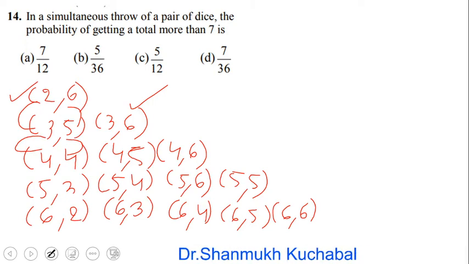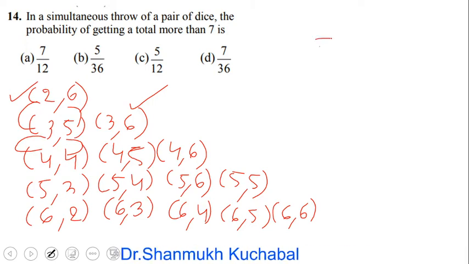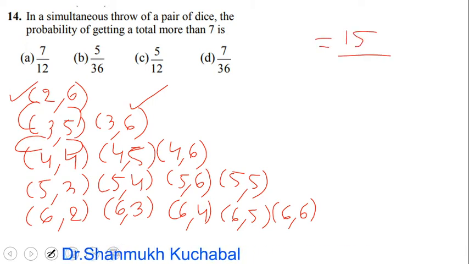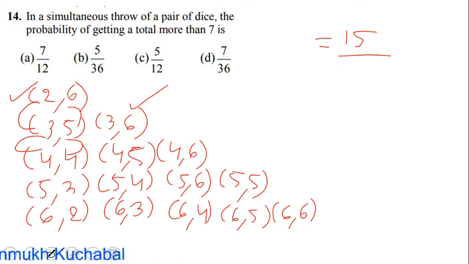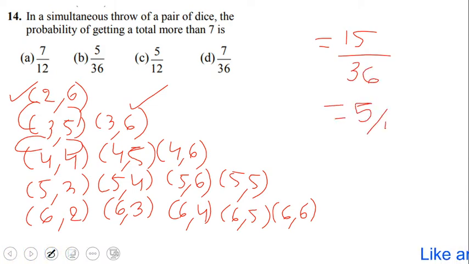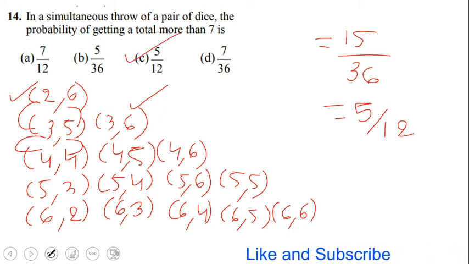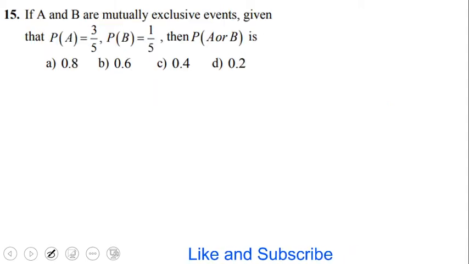So totally these are 15 in number, and the total possibilities in throwing a die is 6 into 6, that is 36. So simplifying this one, we are going to get 5 by 12 here. Option C is the right answer over here. Okay, we'll move to our next example.